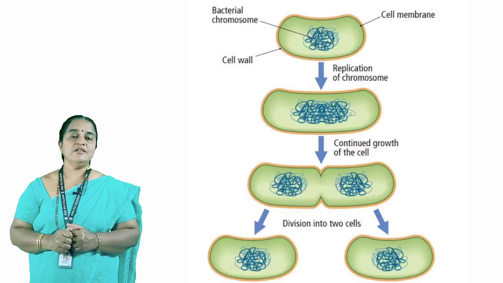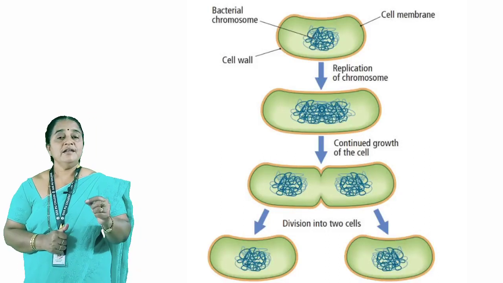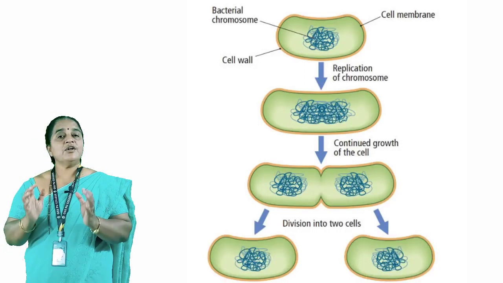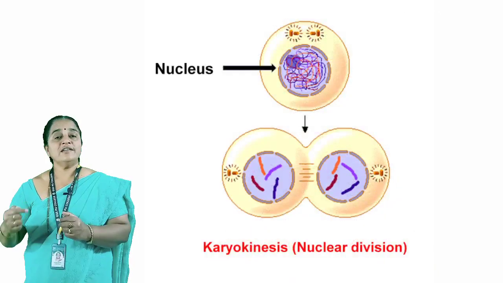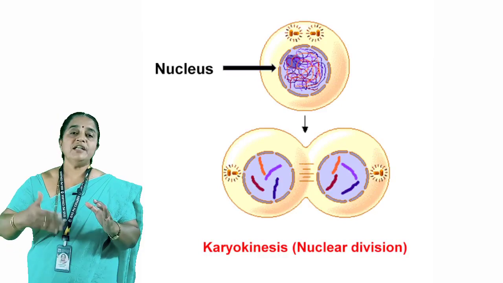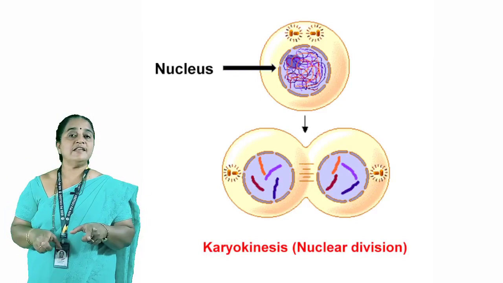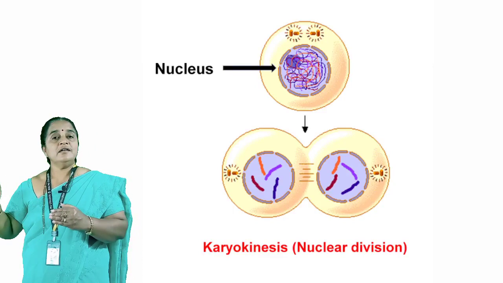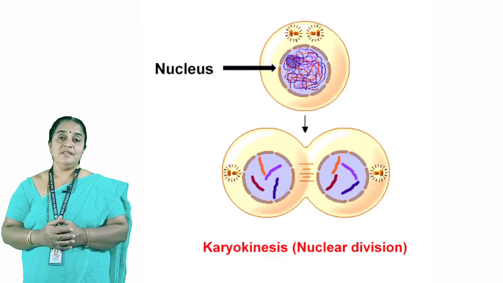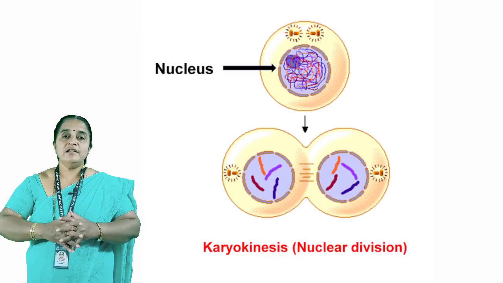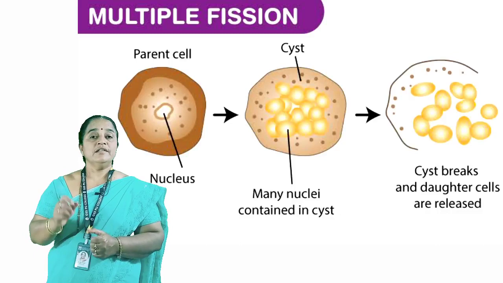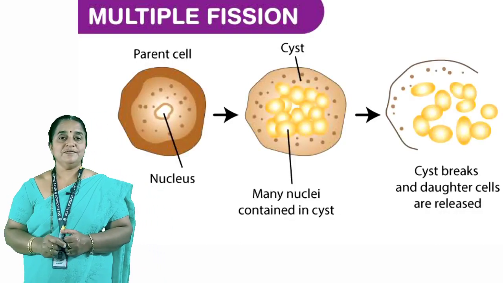Let me tell you one thing, though it is not there in the syllabus: when climatic conditions are adverse, at that time the unicellular organisms show karyokinesis, division of the nucleus. They will not show cytokinesis. So multiple nuclei they will produce in a single cell till the unfavorable conditions retain, and once favorable condition commences, then all these nuclei will be released and each represents a single individual. This we call multiple fission.